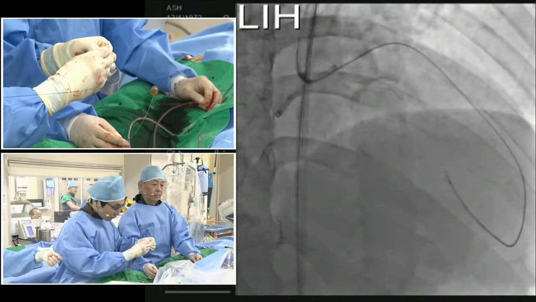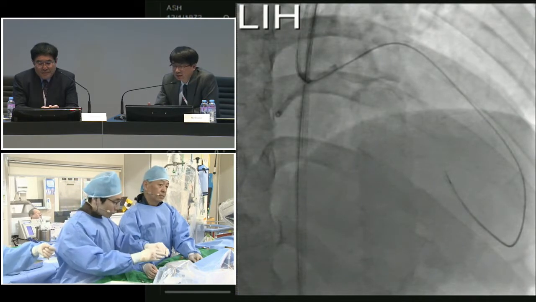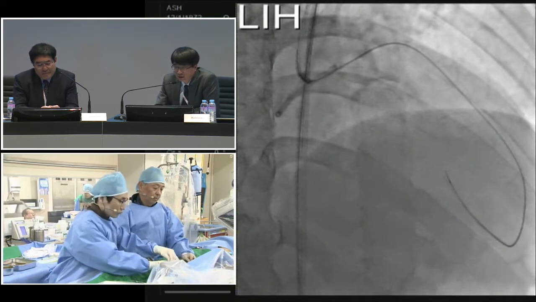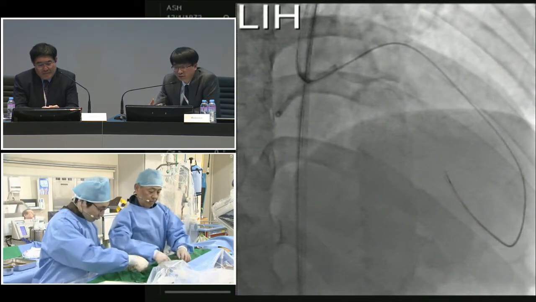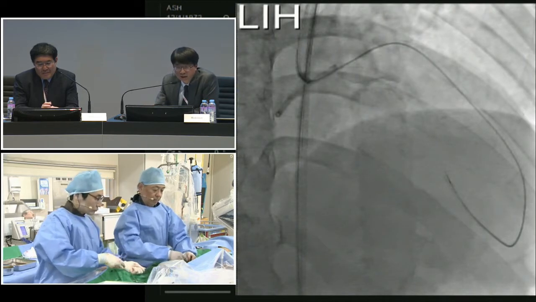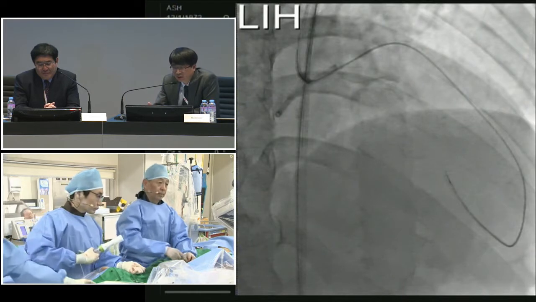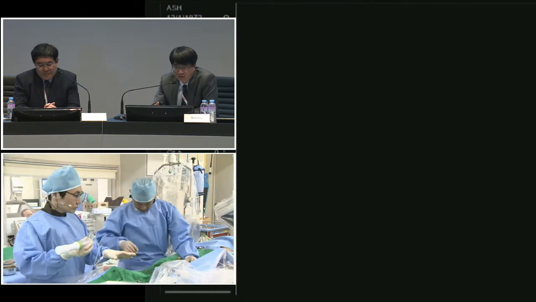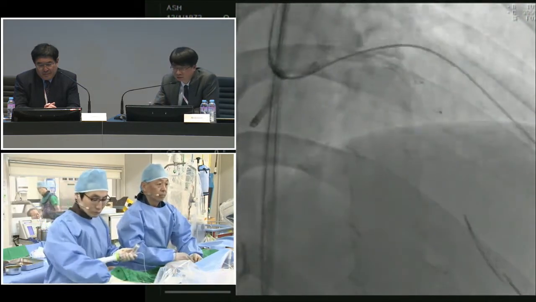Some audience gave us a question about the medical treatment in this kind of situation. The DECISION-CTO trial showed the medical treatment could be one of the options. However, today we focused on the technical points: how to treat, how to open, how to cross the region. Medical treatment could be an option if the patient is stable and preserves LV function. However, if during follow-up the patient complains of symptoms, I wanted to make PCI one of the options.